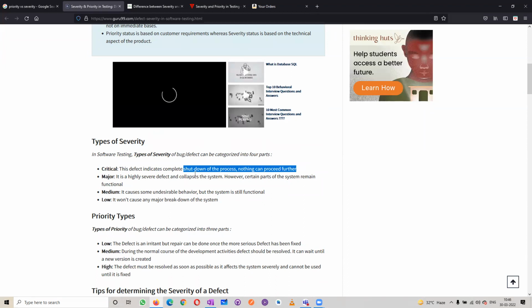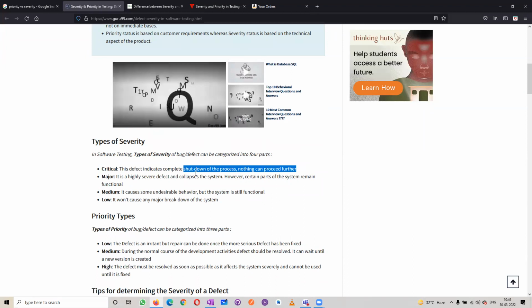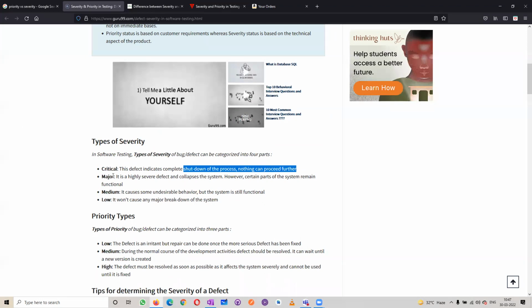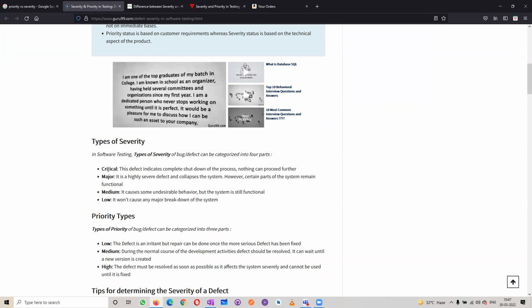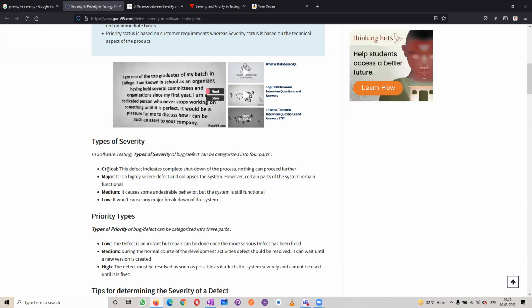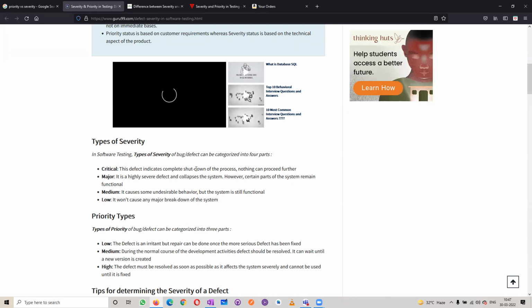So it's high priority, and this is matching. It means without this particular bug fixing, you can't move further at all. So critical means the severity would be critical and the priority would be high. Some organizations, instead of critical, will say very high. The name may change, but the essence is the same. So critical means without fixing that one, you can't go further.